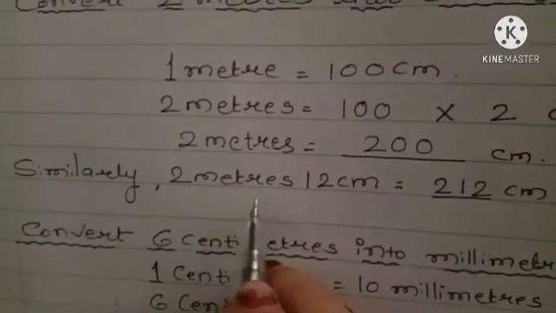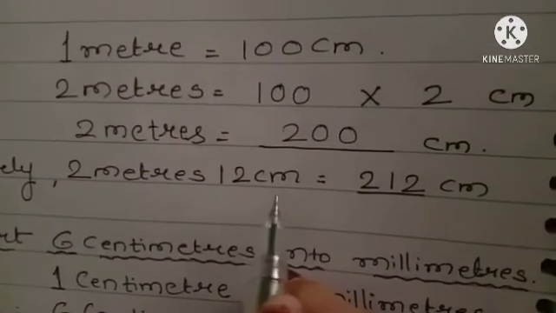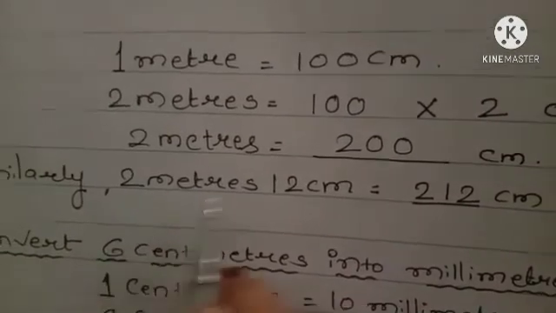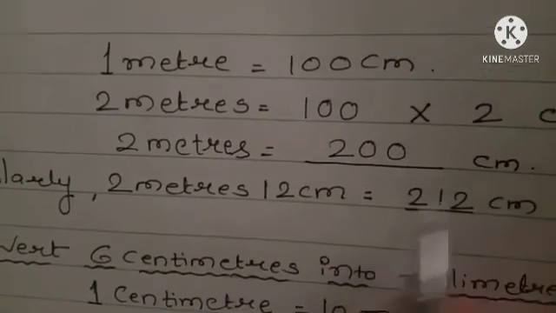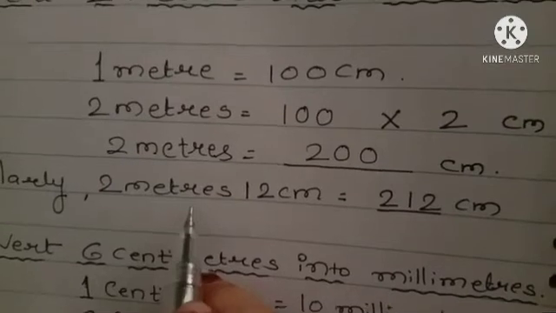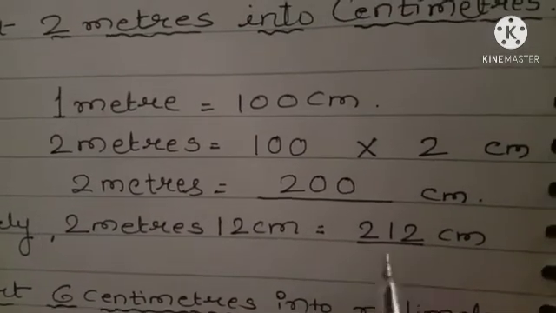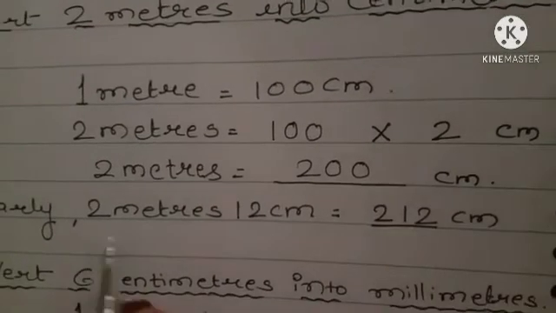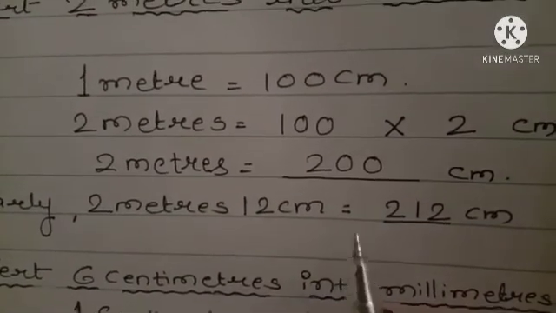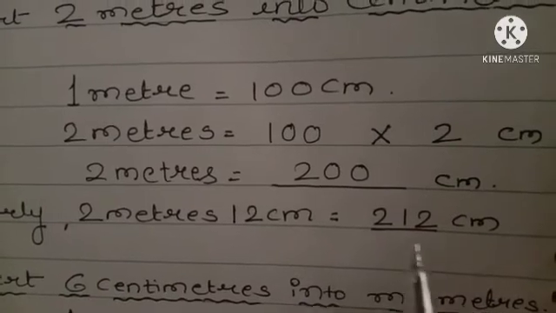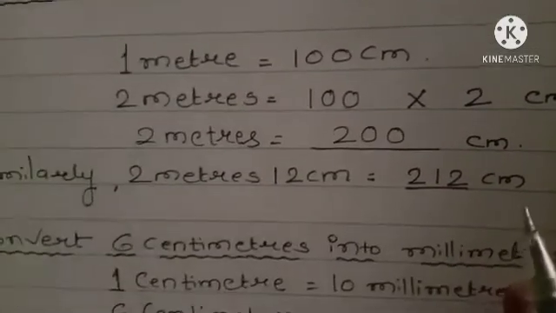Same here, similarly 2 meters and 12 centimeters. Now you know that 2 meters is 200 centimeter. So 200 centimeters plus this 12 centimeter, that is equal to 212 centimeters. Means 2 meters 12 centimeters, it will be converted into 212 centimeters.